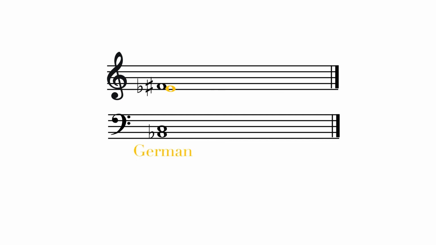Finally, we have the German augmented 6th chord, which is the same as the Italian, except it also has an added note, which is the lowered 3rd scale degree, or Do Me File. Again, with 4 notes, nothing is doubled. But when we go to resolve it, it creates some problems.